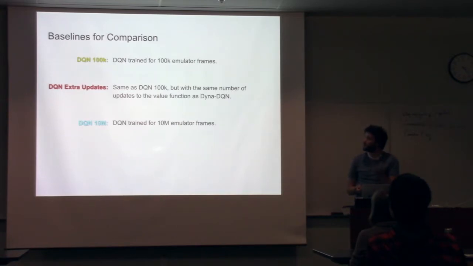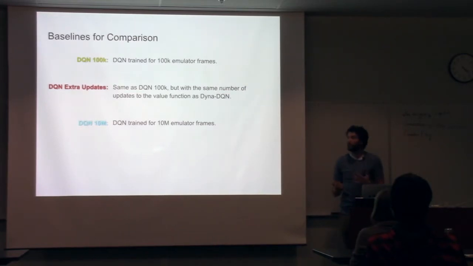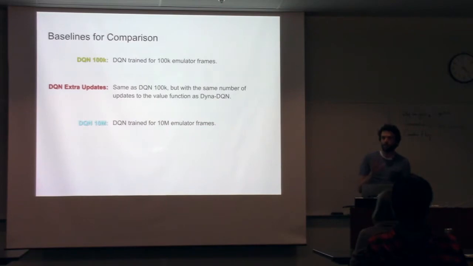And then the next baseline is DQN extra updates. So this is DQN trained for 100,000 real frames, but with the same number of updates to the value function as Dyna-DQN. So for each time DQN would normally perform a single training step, DQN extra updates does 100 training steps. This way, DQN extra updates is like Dyna-DQN, but it uses only the experience that it has already collected, whereas Dyna-DQN generates more experience. So this allows us to evaluate the advantage of using the model to generate new experience compared to just doing more updates with the experience we've already collected.